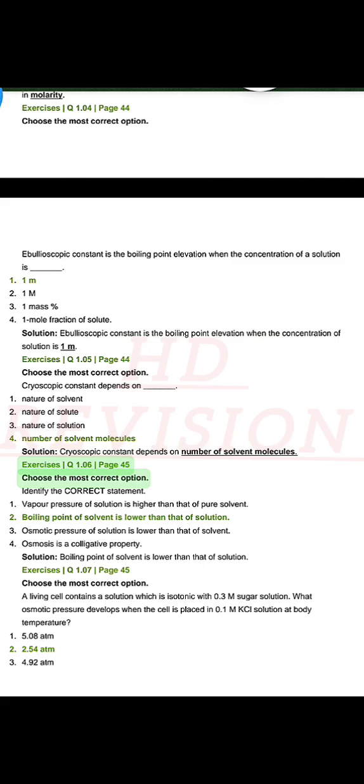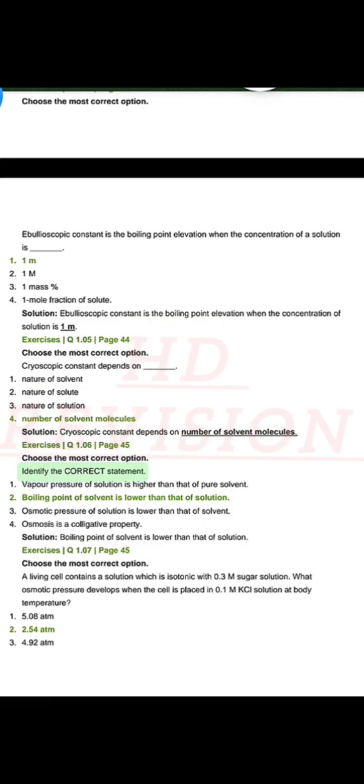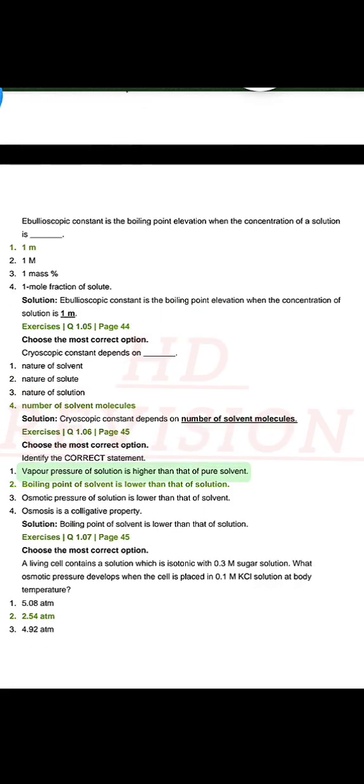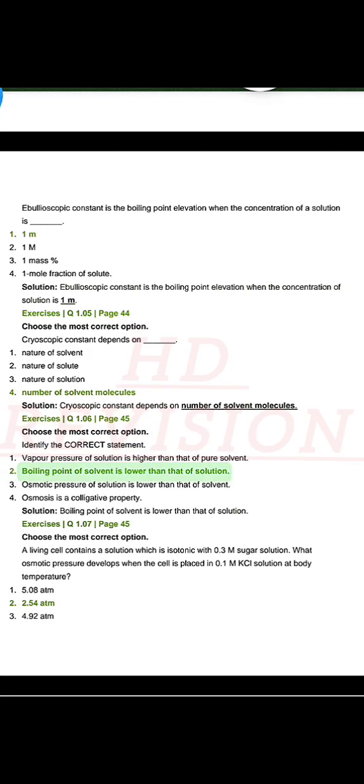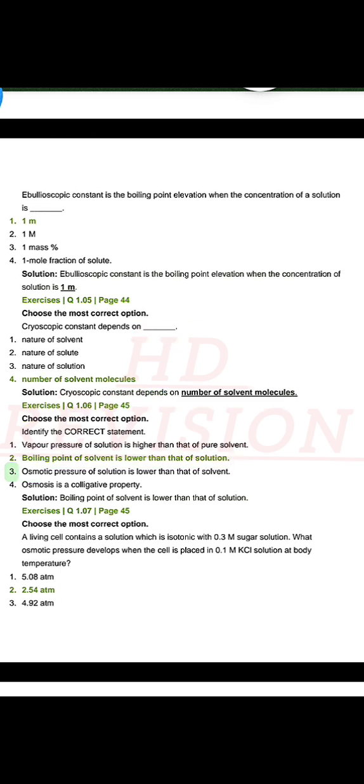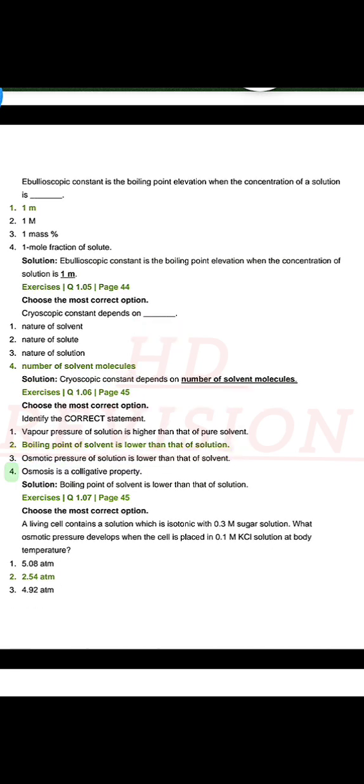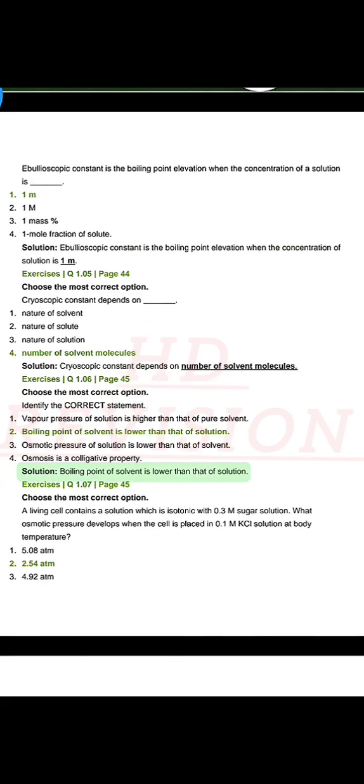Exercises Q1.06, page 45. Choose the most correct option. Identify the correct statement. 1. Vapor pressure of solution is higher than that of pure solvent. 2. Boiling point of solvent is lower than that of solution. 3. Osmotic pressure of solution is lower than that of solvent. 4. Osmosis is a colligative property. Solution: Boiling point of solvent is lower than that of solution.